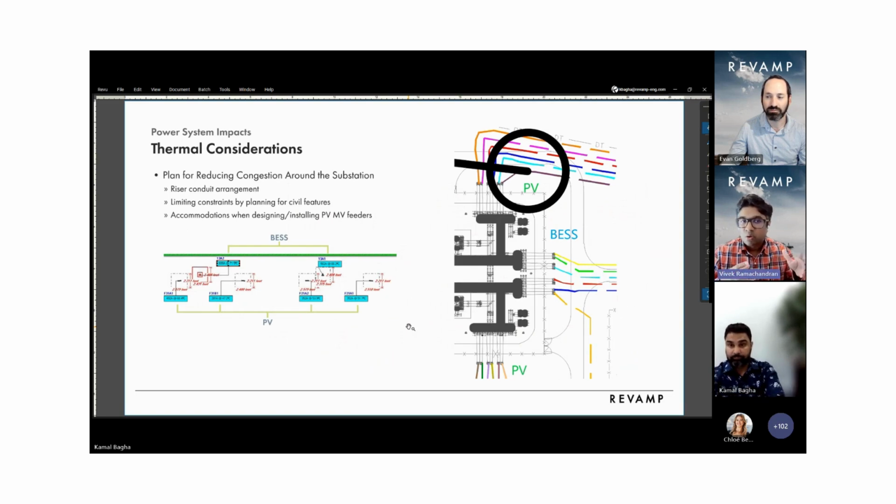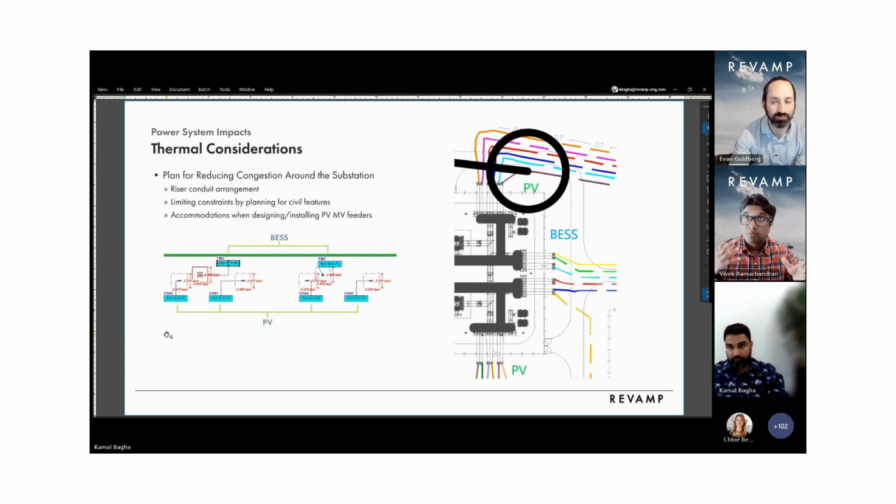Okay, so on the thermal facet now, we had the PV system that existed with the MV home runs going into the substation. With the addition of the BESS, now we are introducing newer home runs that go into the substation. So there's going to be congestion in and around the substation.